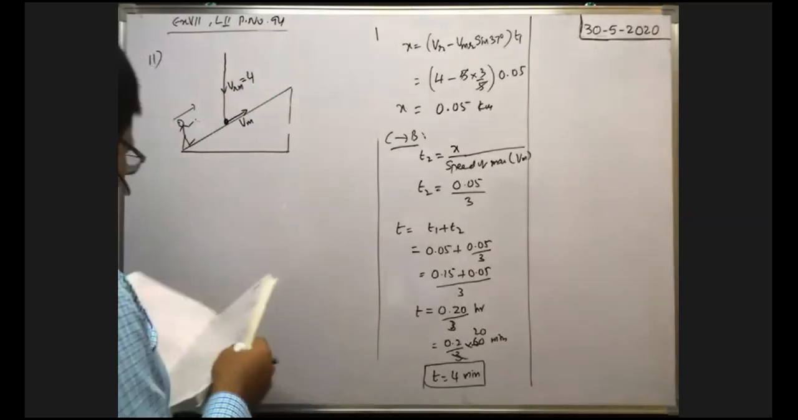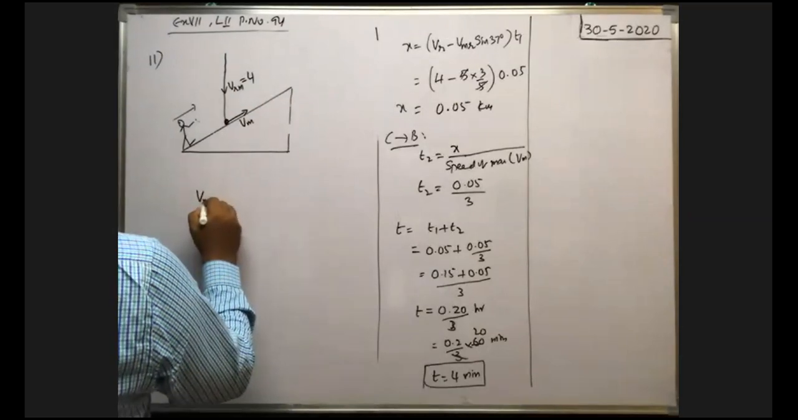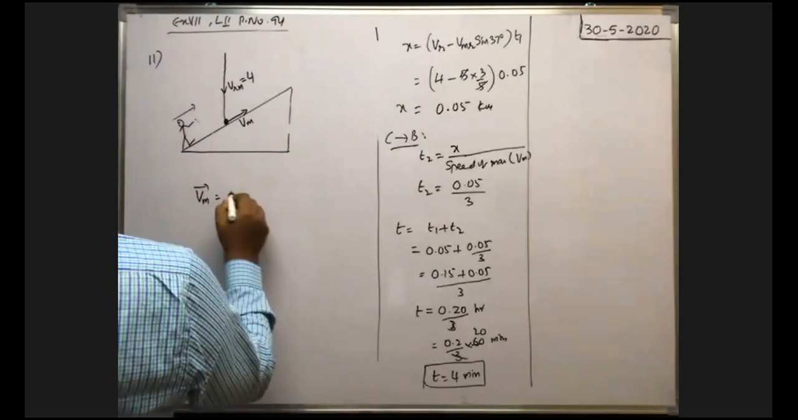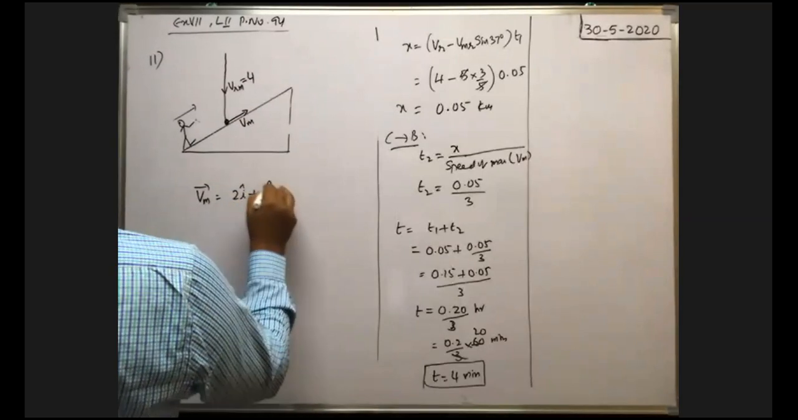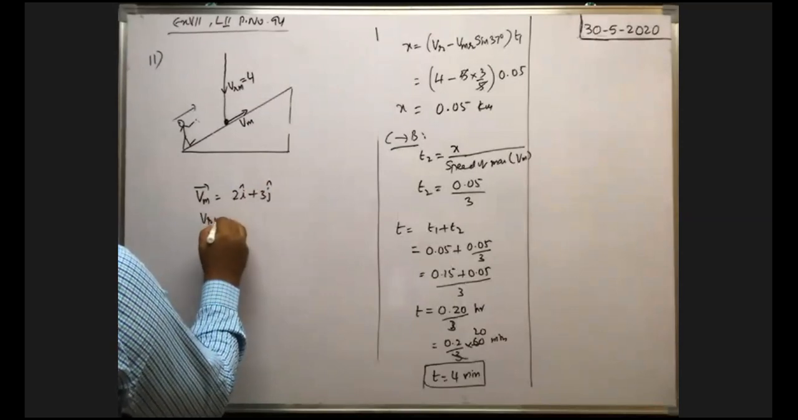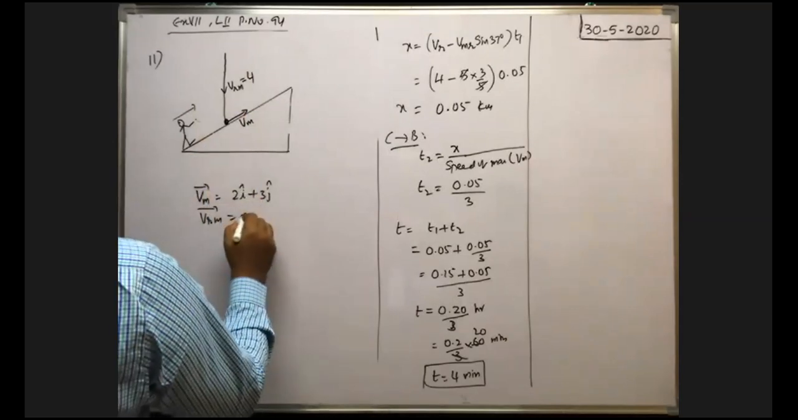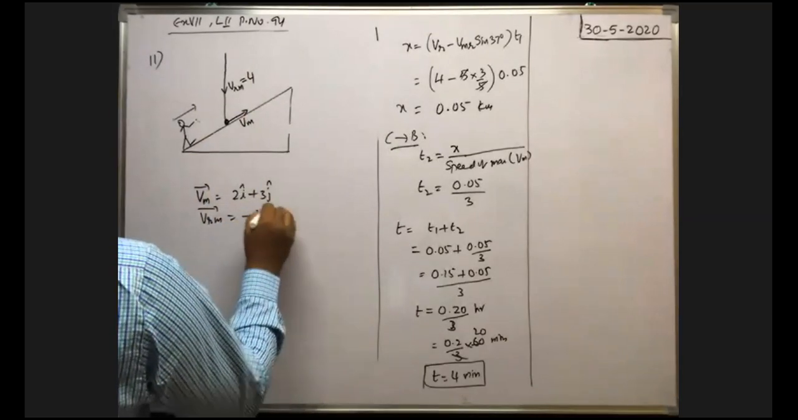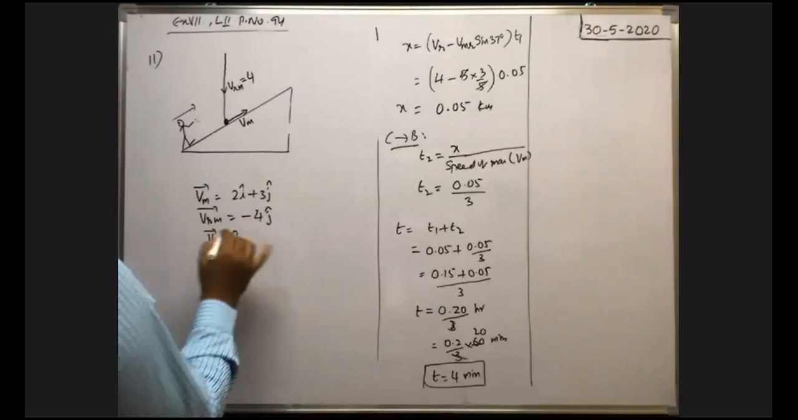The velocity vector of the man with respect to earth, Vm bar, is given. Vm bar is equal to 2i cap plus 3j cap. Velocity of the rain with respect to man, Vrm bar, is equal to, as it is vertically downwards, minus 4j cap. Now, what is the velocity of the rain? We can calculate it now.